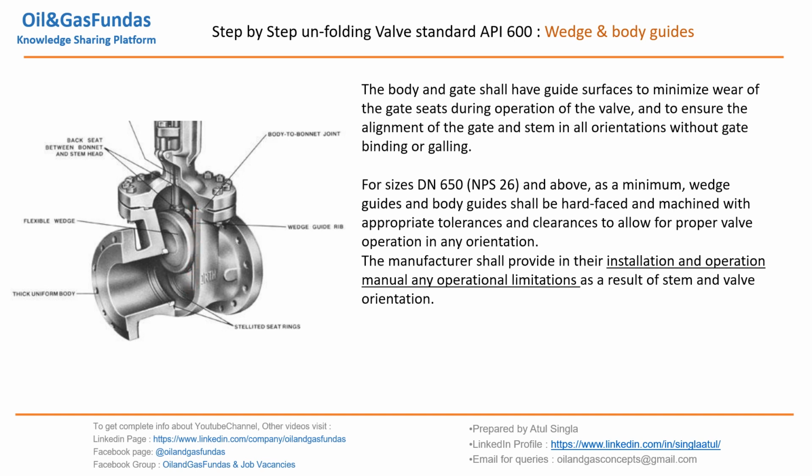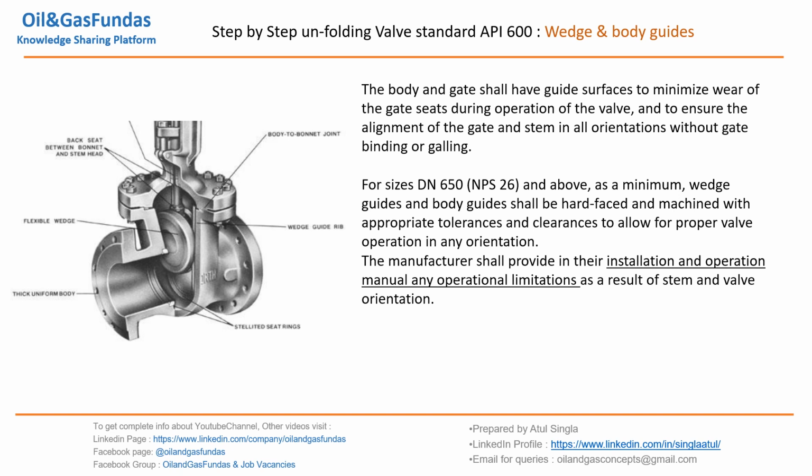So the body and gate shall have guide surfaces to minimize the wear of gate seats during operation of the valve. This is a gate valve and we have to open and close it during operation, so wear and tear may happen and it may cause damage if we don't provide the wedge guide rib here. This is a wedge guide rib, to ensure the alignment of the gate and stem in all orientations without gate binding and galling.